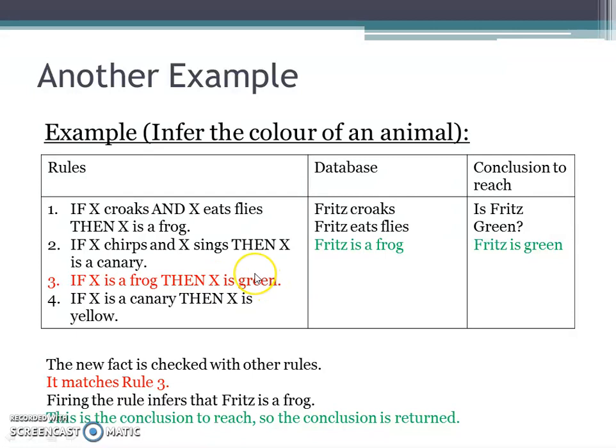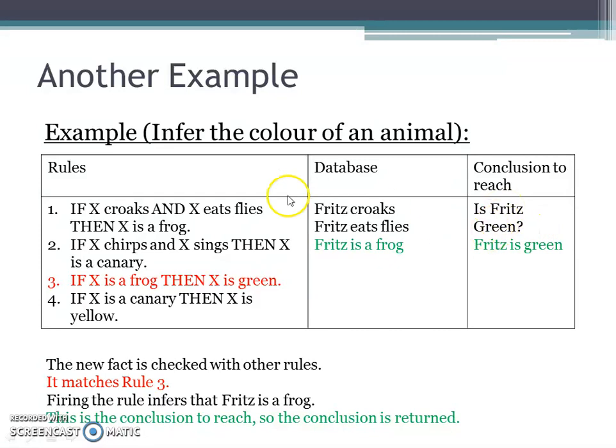So notice that Freeze is green is actually the conclusion that we want to reach. So here we have the answer to what we want to find. Based on this, we know that Freeze is green, and we can already answer the conclusion. We have already reached the conclusion that we want to find.